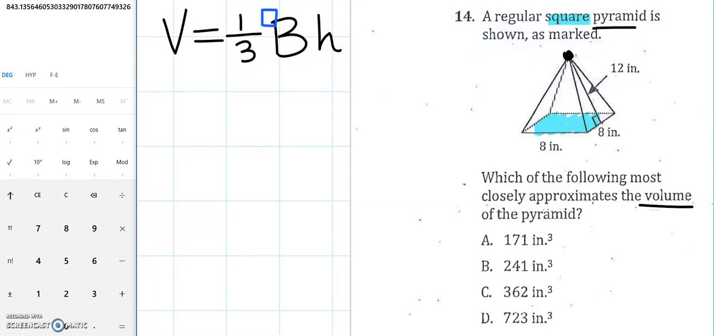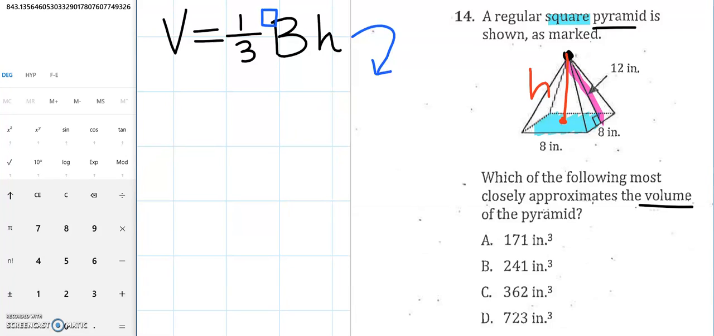Now, let's take a look at what I need. I always start and see if I have the height. Now, my height. Okay, I have the 12, but the 12 is not my height. The 12 is the slanted portion. What I want is the height. Now, the height is going to look like this. It's going to go from the center, perpendicular down to the center of my square. That's the height, and that's missing, so I have to solve for it.